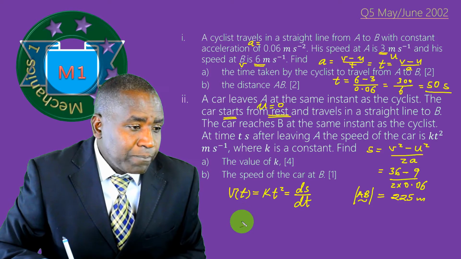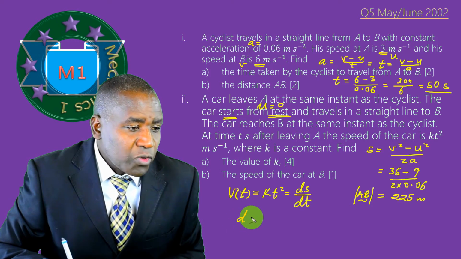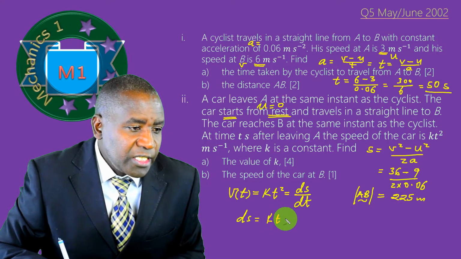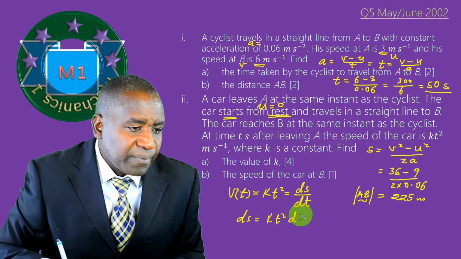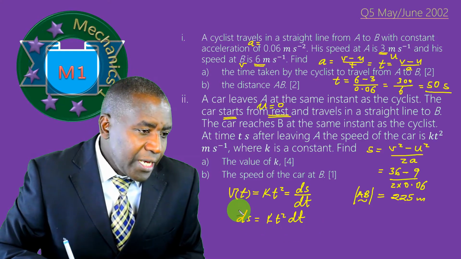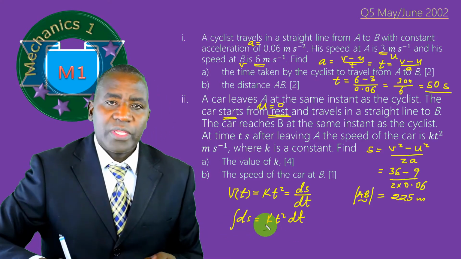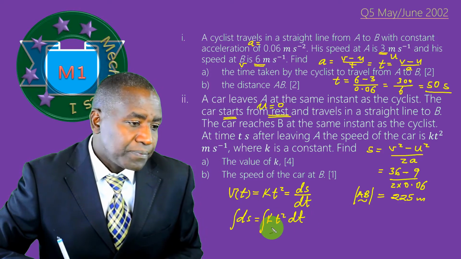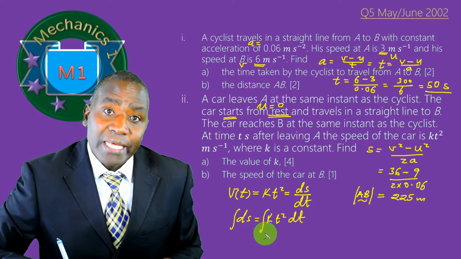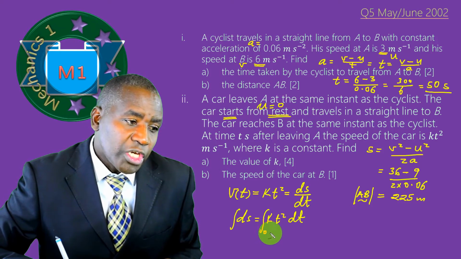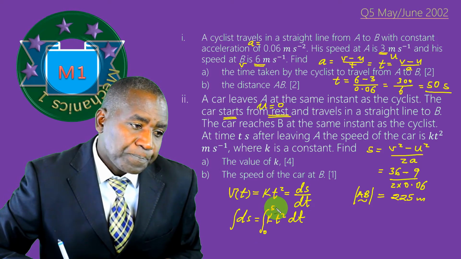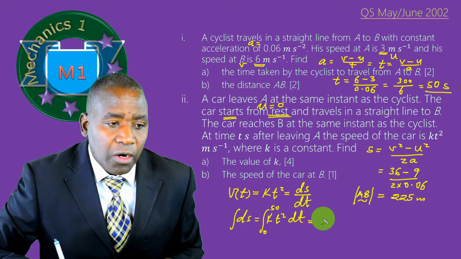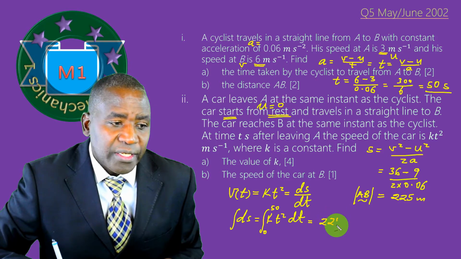And this is the equation which is required here, because I'm required to calculate the value of k. So if I separate the variables, I'm going to have ds is going to be equal to kt squared dt. And if I integrate ds with respect to s, and this with respect to dt, with the limits of integration from 0 all the way to 50, I'm going to get a total distance of 225.